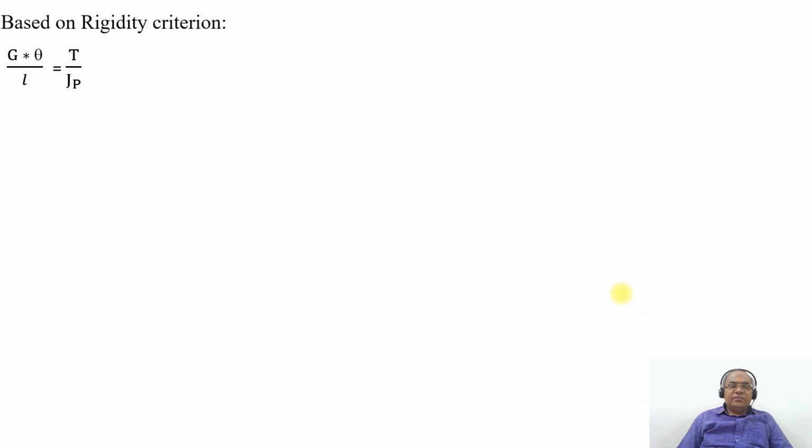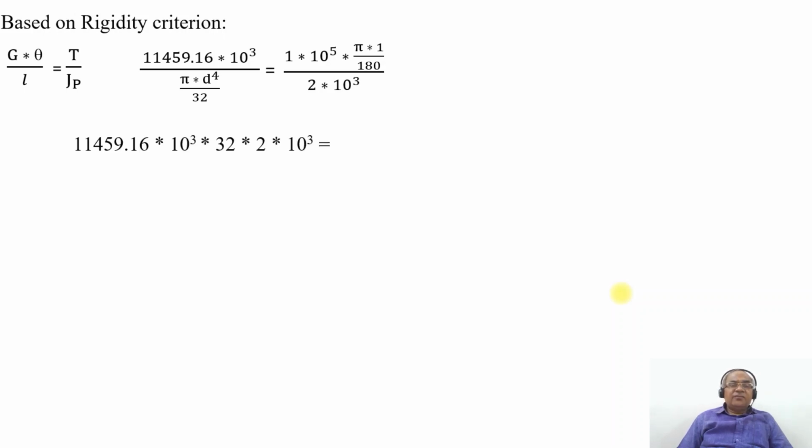Now we will go for the rigidity criterion. Again, we have T by J P will be equal to G into theta by L. Substitute the value of torque as 11,459.16 into 10 to the power of 3 divided by pi into d to the power of 4 by 32, which will be equal to 1 into 10 to the power of 5 into pi by 180 into 1 divided by 2 into 10 to the power of 3.